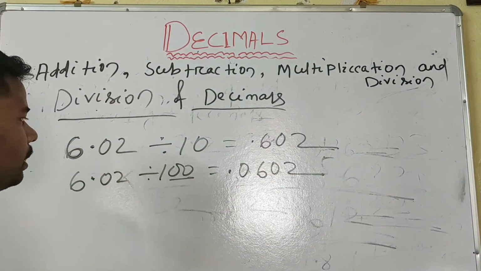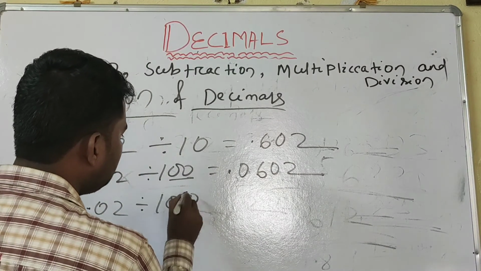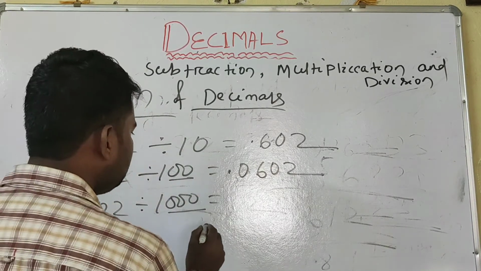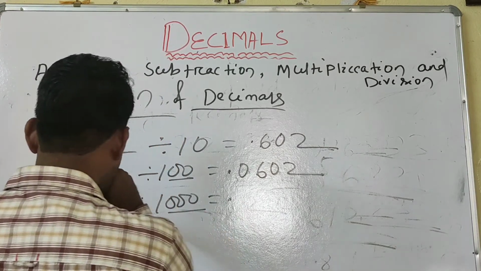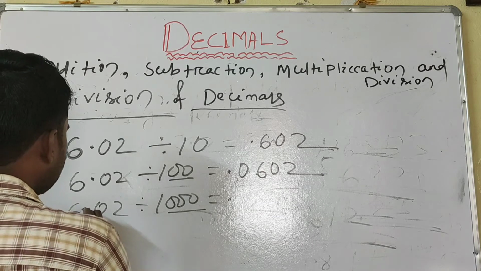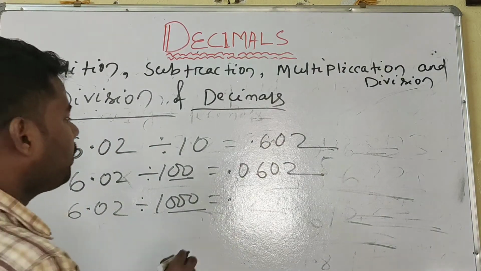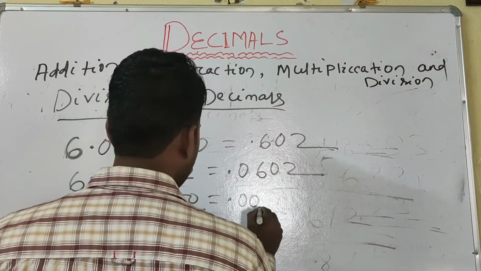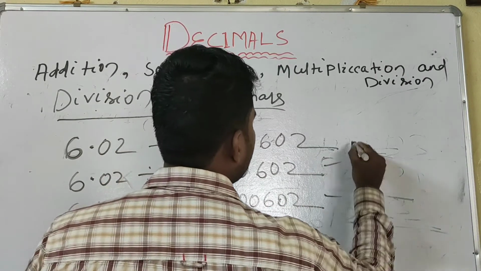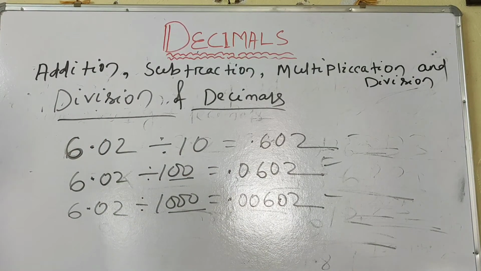Okay. Now when we divide this number by 1000, then what will happen? Likewise, how many zeros are present in 1000? Three. So we have to shift the decimal point 3 digits to the left. Only 1 digit is present, so for the other digits we can put 0. So it will be 0.00602. Okay. In this way we can easily divide a decimal number by 10, 100 and 1000.